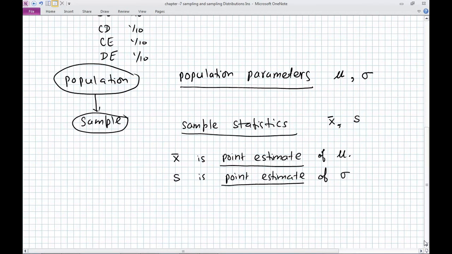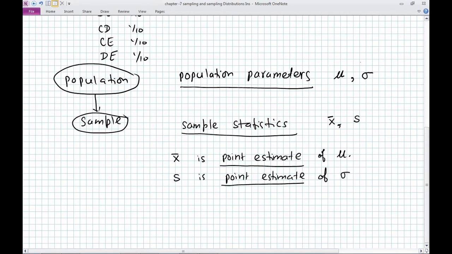Or you may get higher values like 9 and 10 just because of randomness. It is possible to get 9 or 10 also. So if you get 9 and 10, your average is 9.5, which is much higher than what you got earlier. So basically your average values can keep on changing depending on what sample you get.